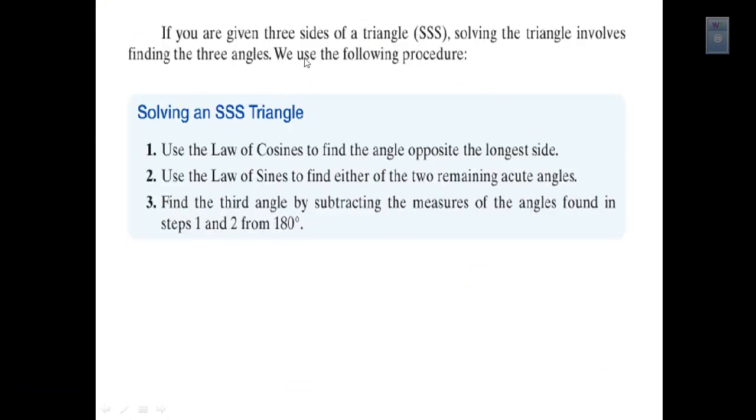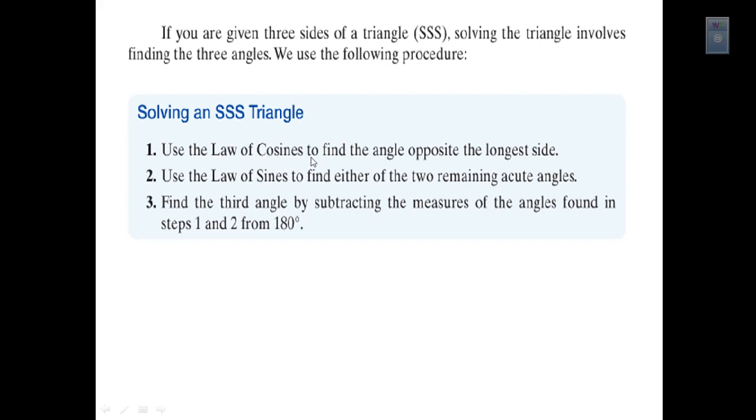All right, now if you're given three sides of a triangle, solving the triangle involves finding the three angles. We'll use the following procedure. Now this one's kind of backwards. Before, when we were solving, I was telling you to solve the angle opposite the smallest side with the law of sines. Well, that's true. Here you're going to use the law of cosines to find the angle opposite the longest side. Now this goes back to the fact that the inverse cosine will give you an obtuse angle.